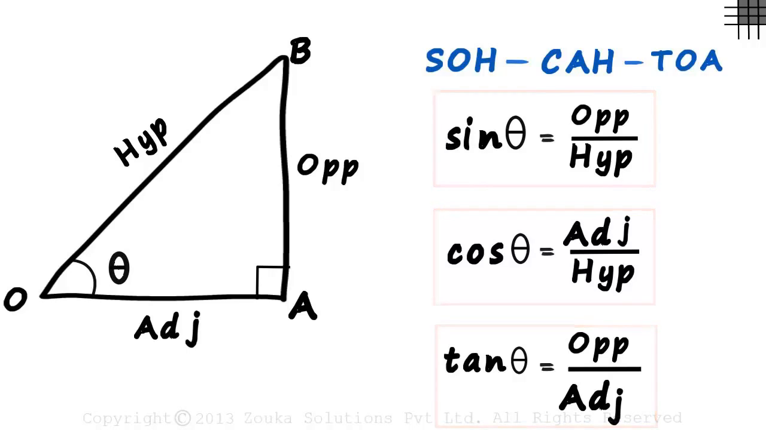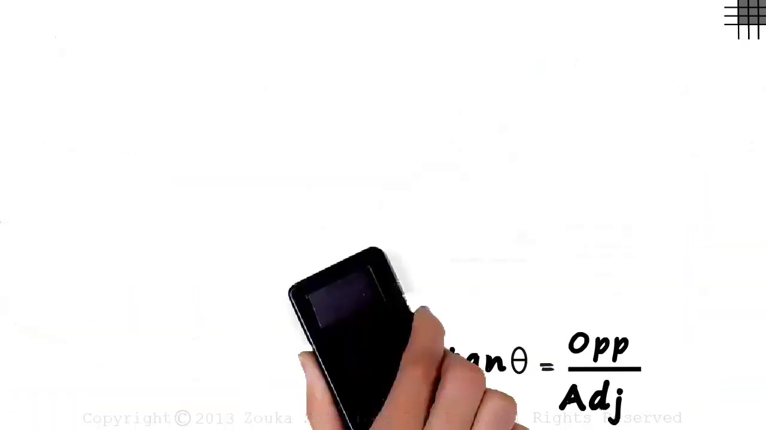But how are these three functions related to the angle theta? What happens to them when theta changes? Are they directly or inversely proportional to theta? All these questions can be answered with the help of one concept called the unit circle. The concept of this circle is very simple.